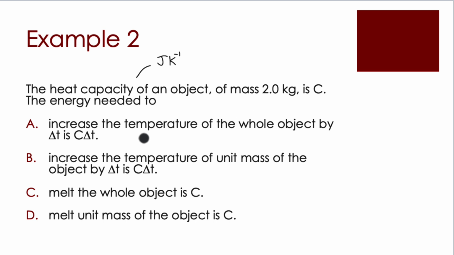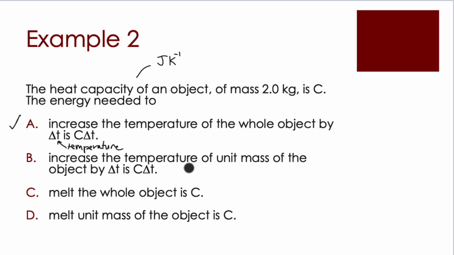So let's look at number 1. Increase the temperature of the whole object by change in T. In this case, it's a little confusing. It's talking about this T being temperature. C is the value to increase by 1 degree. So if I want to increase it, say 10 degrees, I'd have to multiply it by 10. That's actually the answer. Let's check down here and make sure that the rest of the values are not correct.